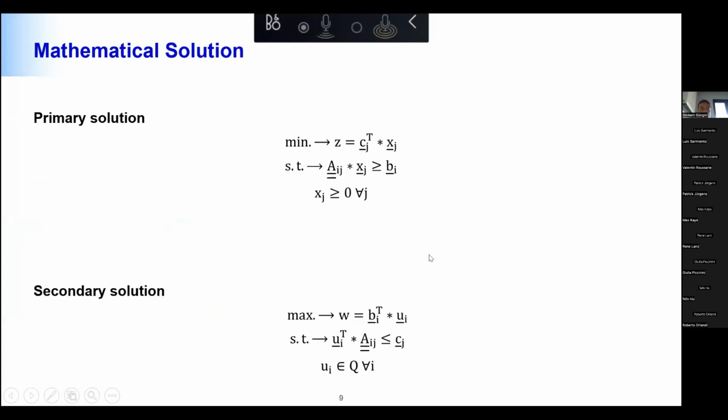Now, for our mathematical solution, we actually have two solutions. The first one is the primary solution, where our objective is to minimize the total system cost, which is Z. C is the transport cost and X is the activity of transport from supply markets to demand markets. This is subject to our main constraint, which is to satisfy the demand. And of course, our activities have to be greater than 0.